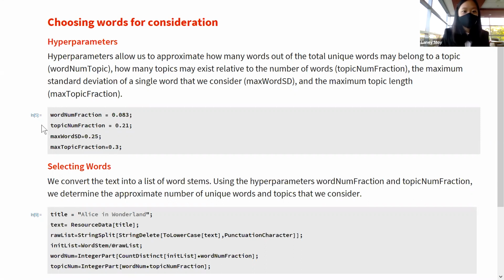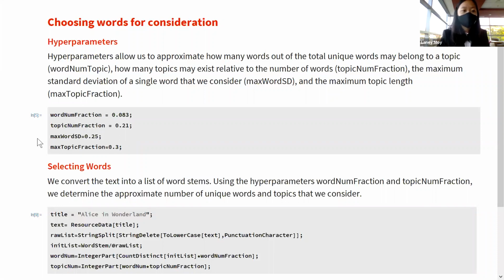Then topic num fraction is relative to the number of words that we are considering, how many topics might exist. And this is all before we start filtering. Then max word standard deviation we use to prevent words that appear frequently throughout the text. So for instance, in Alice in Wonderland, which we're using as our example here, the word Alice likely appears throughout the text and shouldn't be associated with a single topic.